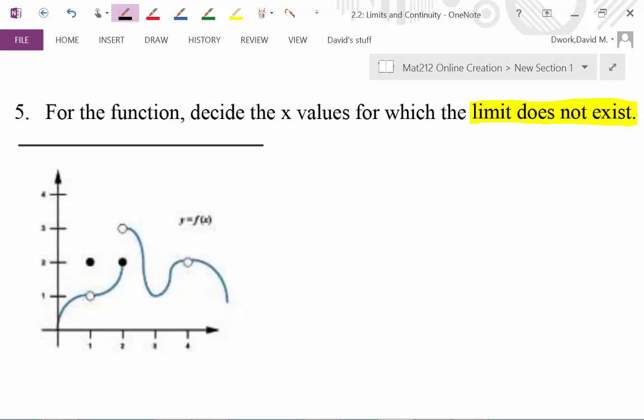Okay, hopefully you unpause the video, and let's talk about that. As you scan with your pencil, what we're looking for is a place where the y values don't meet up. Whenever you have a break or a jump in your graph, and one side goes to one place, coming from the other side goes to another place. So 1 looks okay, but at 2, as I come from the left-hand side, it looks like we're going to the y value of 2, but when I come from the right-hand side, it looks like we're going to the value of 3. So therefore, we would have a limit that does not exist at x equals 2. And that's the only place I see on this graph where that is the case. I think x equals 2 is it.